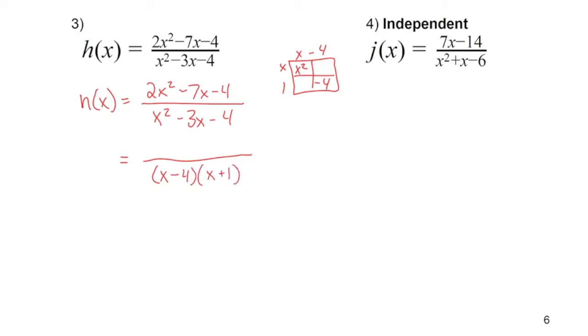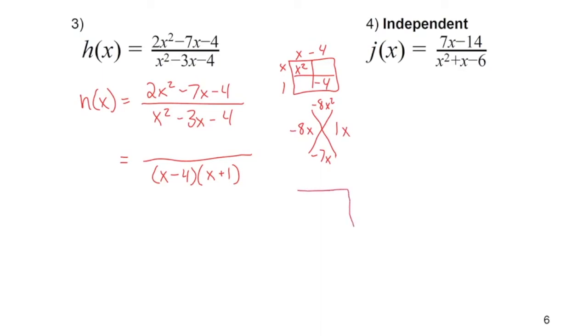The numerator is a little bit more tricky, so I'm going to try the AC method, where we take the first term and we multiply it by the last term, so that's -8x squared, and then we'll put our middle term below. Got to figure out two numbers that multiply to make -8x squared, but add to make -7x. So that is 8x and 1x, and we'll have that be the -8.